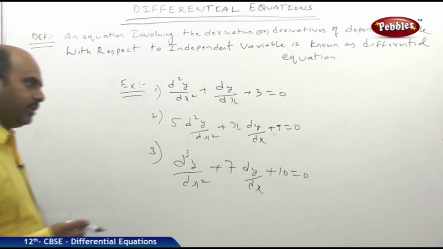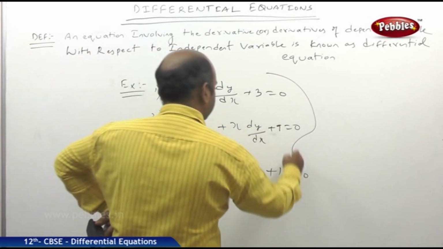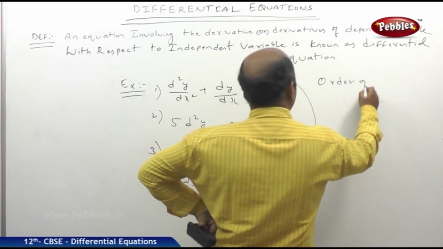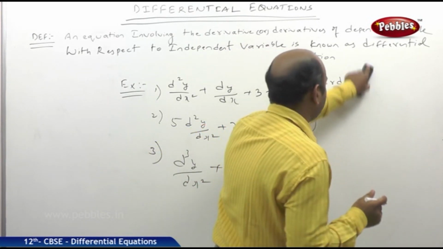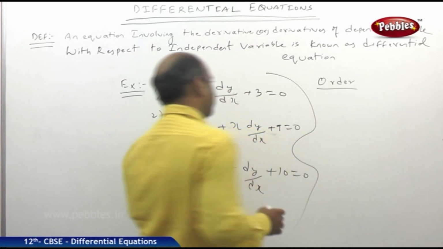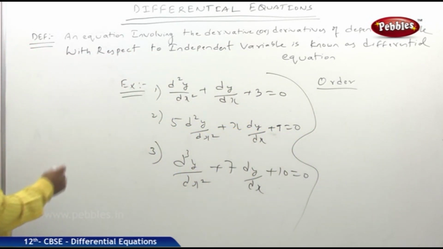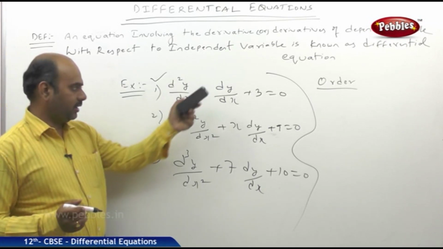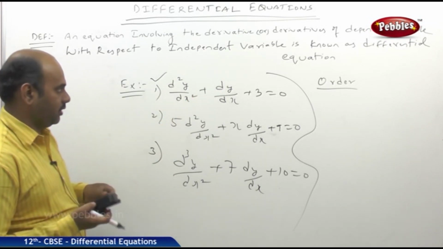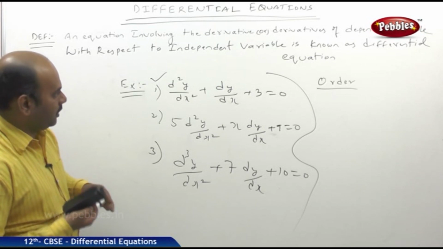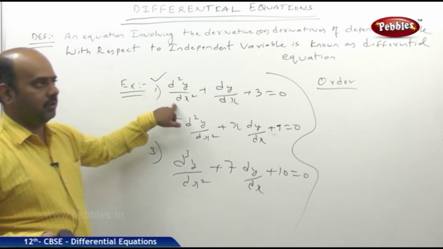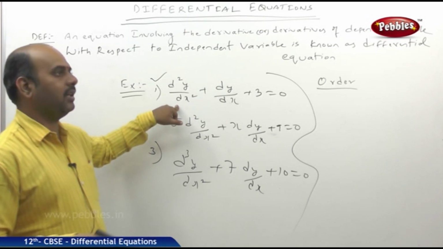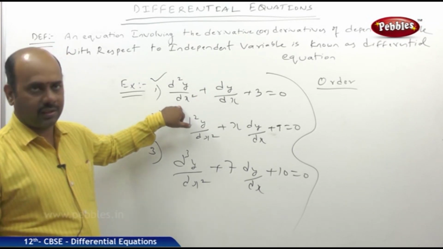Now we shall see a concept called order of a differential equation. What do you mean by the order of a differential equation? Now I will consider example 1. This example is d square y by dx square plus dy by dx plus 3 equal to 0. What do you mean by order? The order of a differential equation is given by the highest derivative occurring in the equation.